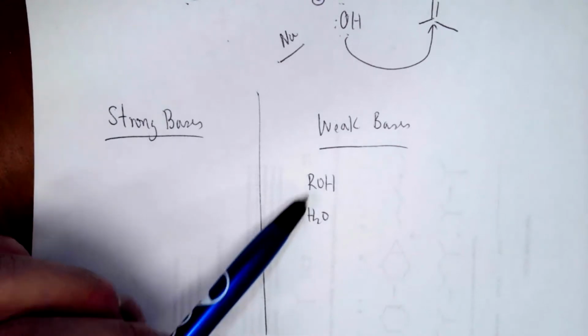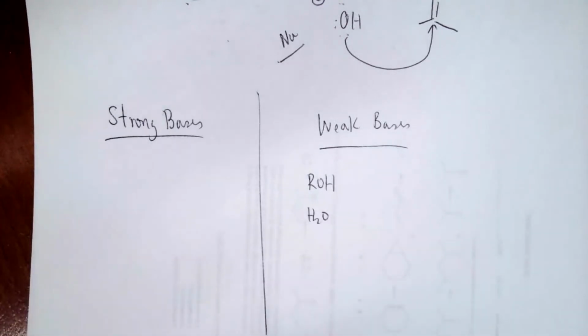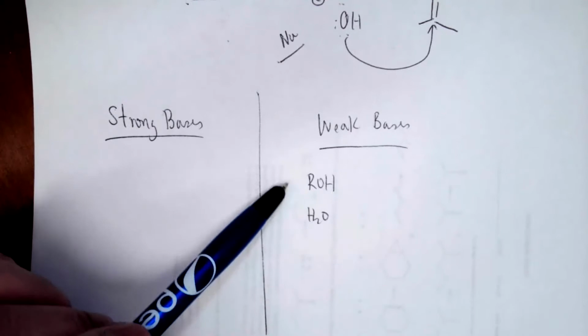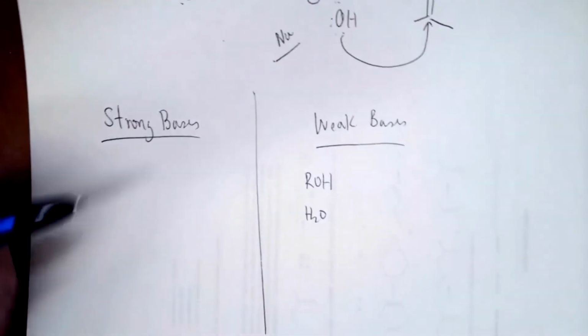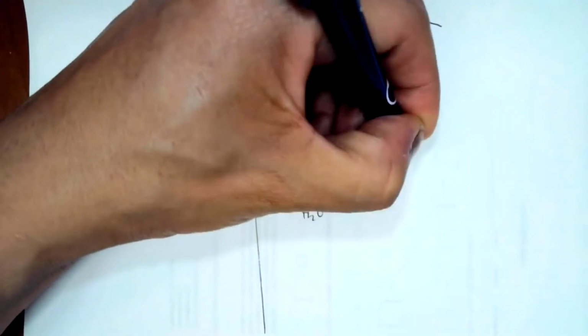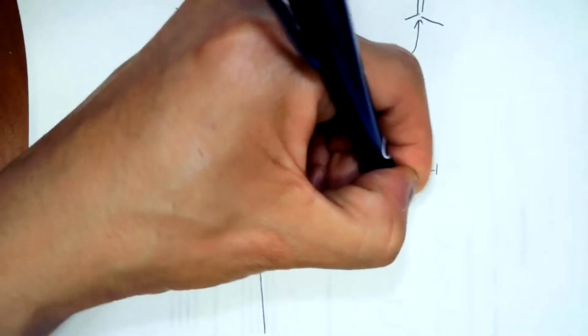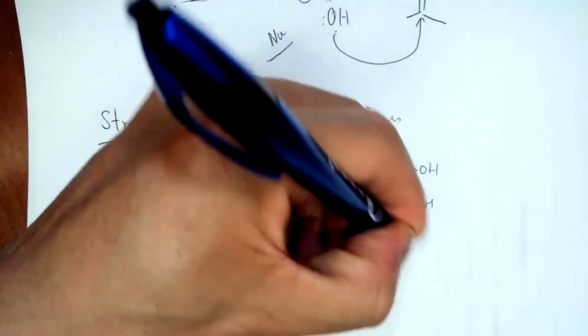What is this ROH? That could be methanol, ethanol, propanol, isopropanol, really any neutral alcohol. That's ethanol, that's a weak base. Methanol, that's another weak base. Propanol, like so. What is a strong base?